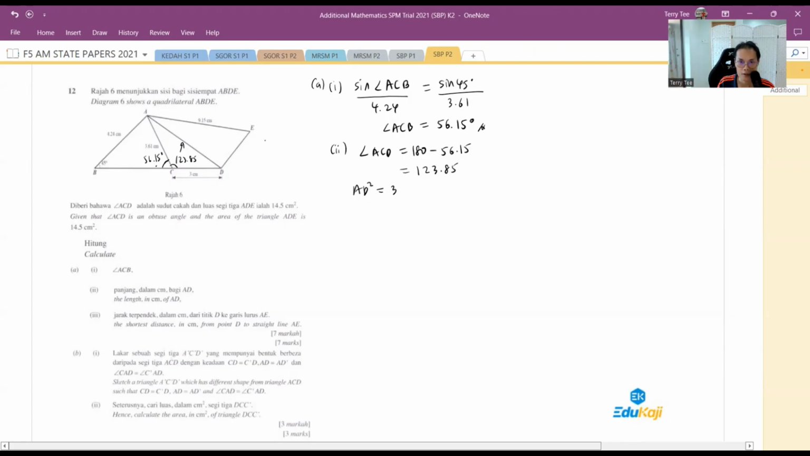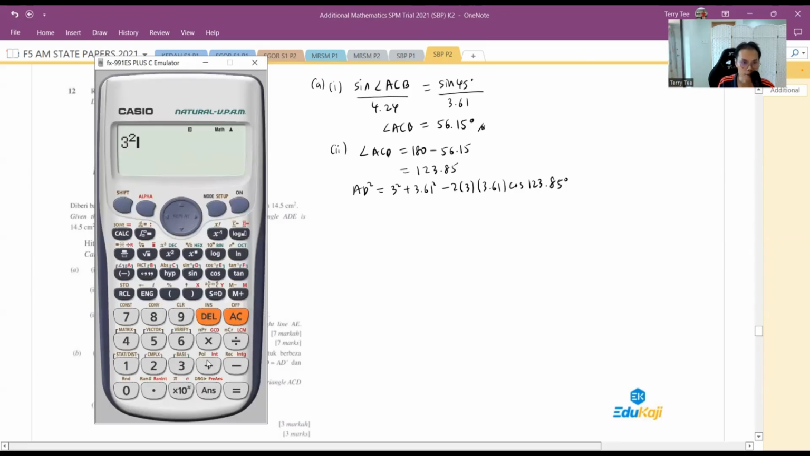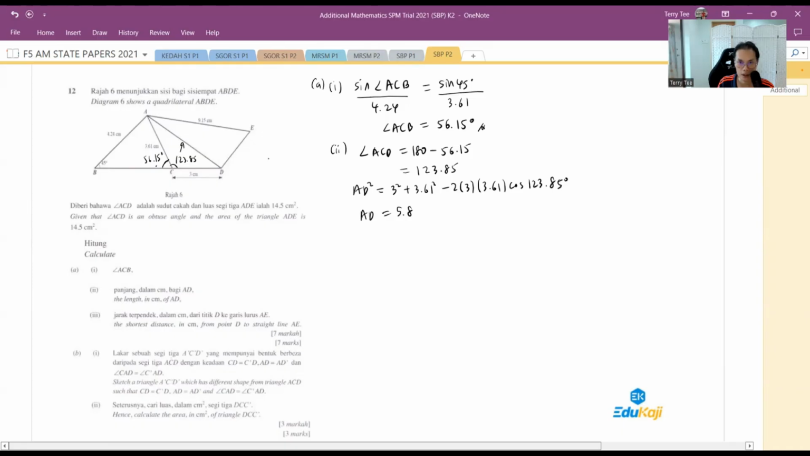AD squared is 3 squared plus 3.61 squared minus 2 times 3 times 3.61 times cos of the angle in between. Calculator: 3 squared plus 3.61 squared minus 2 times 3 times 3.61 times cos 123.85. Whatever I get, square root, answer equals 5.839. Your AD is 5.839.